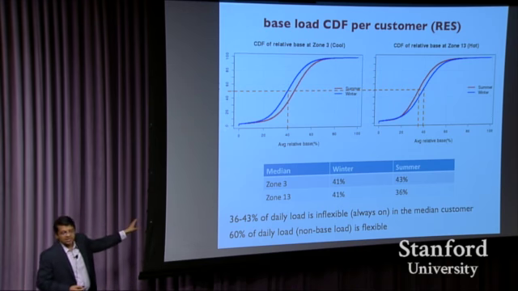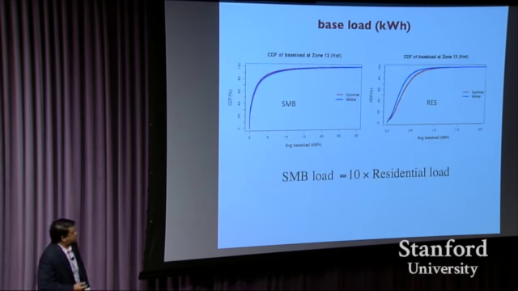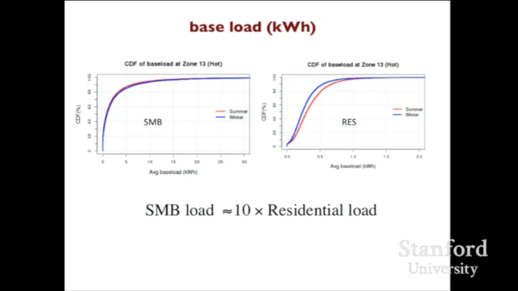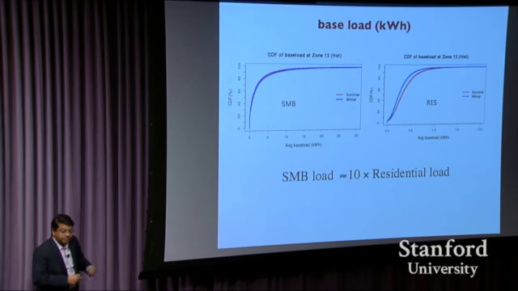I repeat this analysis for all of my SMB data. I get very similar numbers. Okay. The one difference between SMB, small and medium businesses, and residential loads is the magnitude. So here I just plotted the cumulative distribution function of the average base load per customer of all my small and medium businesses. And here I have residential. These numbers are pretty close if I just take the residential and multiply by 10.